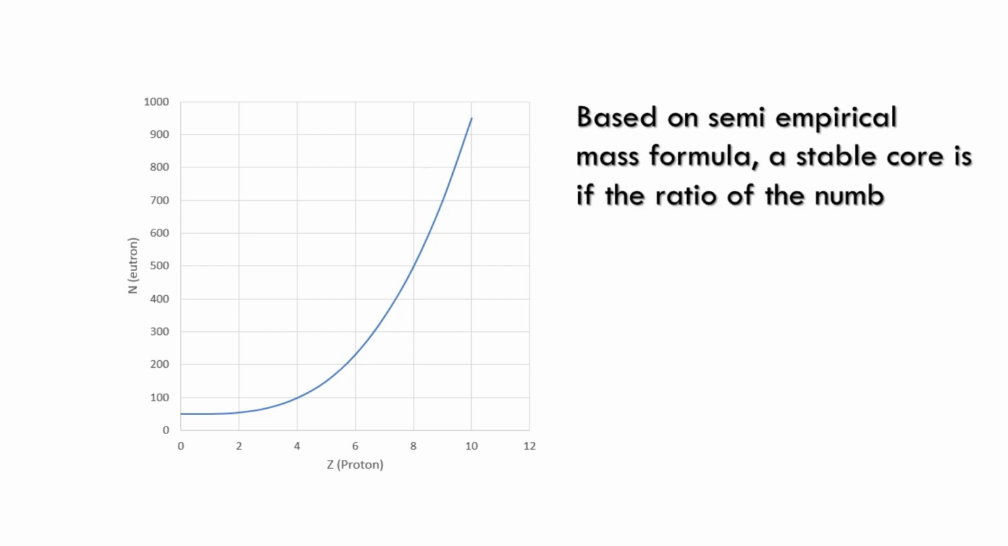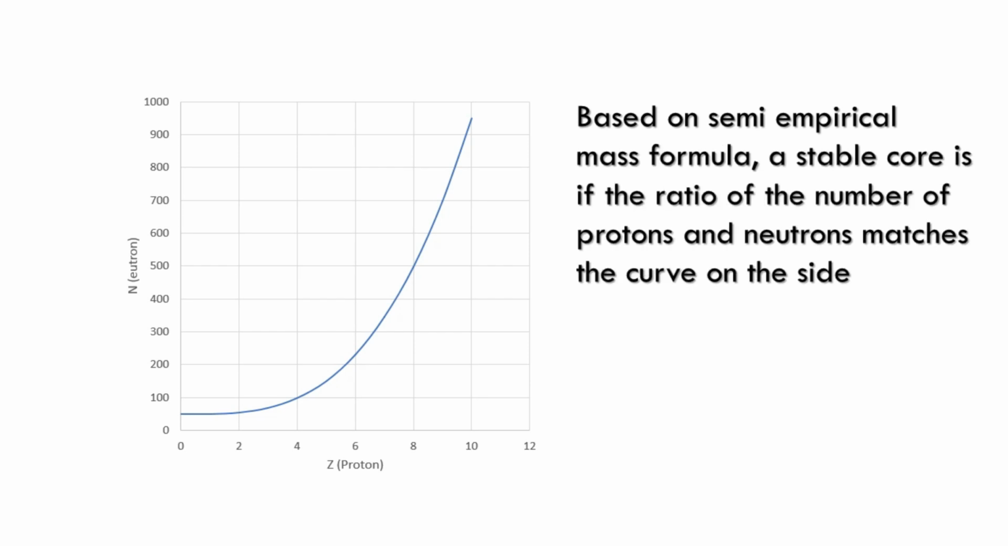Let's see the N-Z graph, which states the ratio of the number of neutrons and the number of protons. Based on the theory of the semi-empirical mass formula, it was found that a nucleus is stable when the ratio of the number of protons and the number of neutrons is in accordance with the curve. This shows that the stability of an atomic nucleus in an element with a large nucleus requires the number of neutrons to be greater than the number of protons.